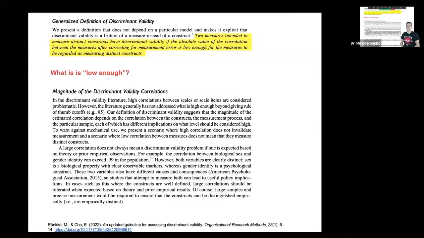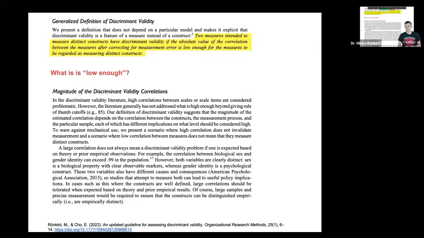So we need to understand that there is no one rule of thumb or no one cutoff that works in every scenario, because sometimes your constructs are so highly correlated that your measures will be highly correlated just because the constructs correlate. Even if the measures are completely valid, if the constructs are very highly correlated, then the measures will be highly correlated as well.